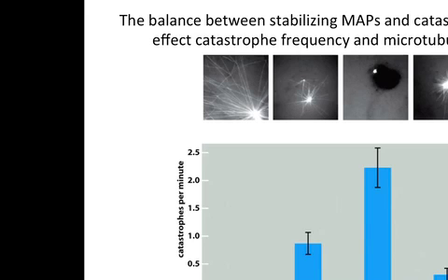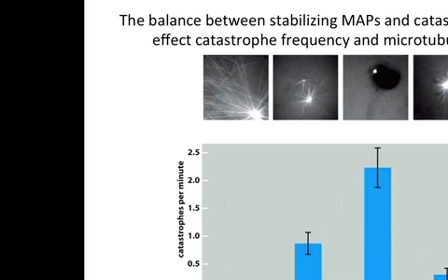So in the egg extract, you have all the proteins, right? If you have an interphase extract, you'll have all the proteins that are active in interphase. If you have a mitotic extract, you're going to have all the proteins that are active in mitosis, right? And here they're showing the number of catastrophes per minute, and here they're showing what it looks like. You have very few catastrophes per minute in interphase, but in mitotic extract, you have more.